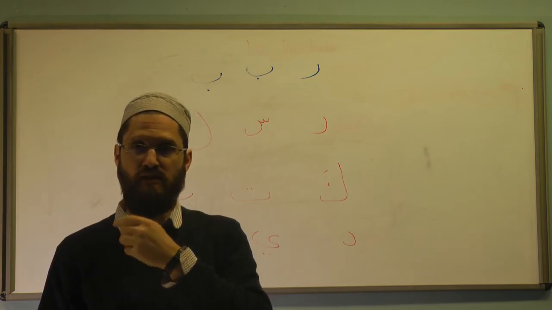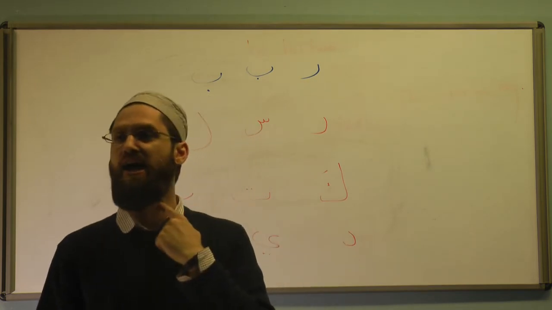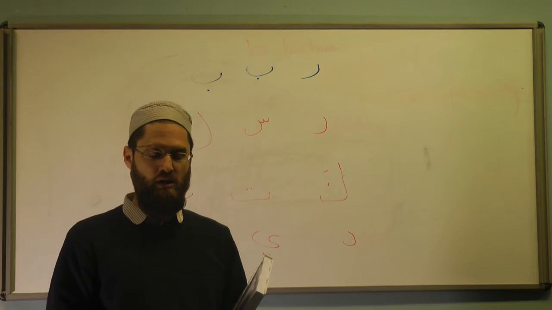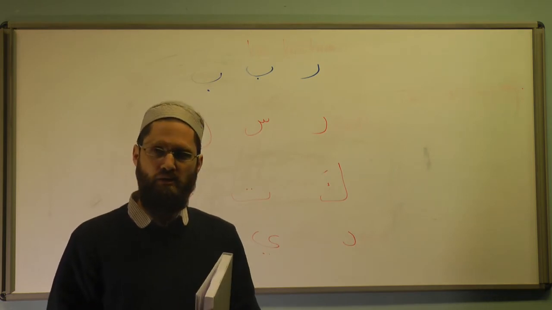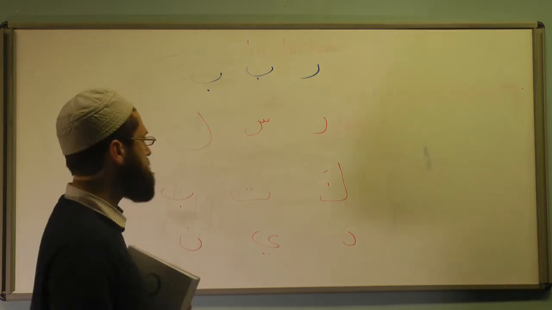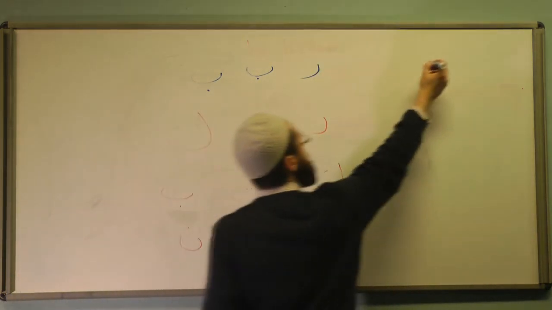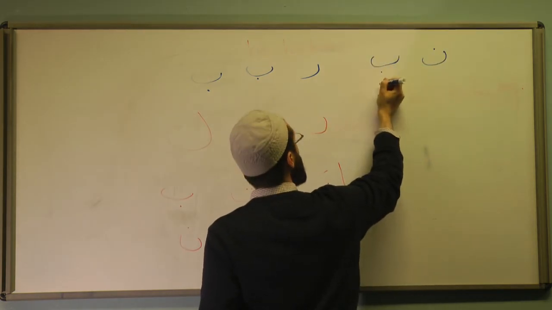What did you get there? Say it again. Good. A prophet. Everyone happy with that? Was it a noun, verb, or particle? Noun. What's the three-letter root? This one's tricky, this one. What's the first one? Noon. Ba. Okay, not far.